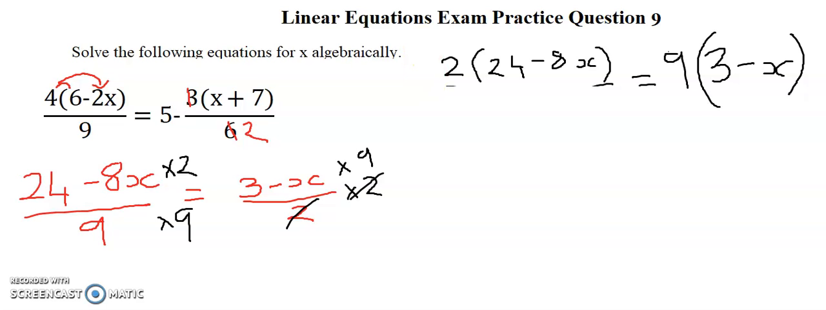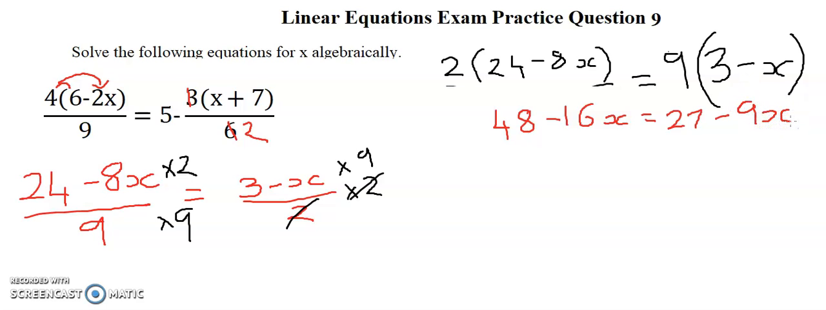Now all I need to do is expand my brackets. 2 times 24 is 48. 2 times negative 8 is negative 16x. Is equal to 3 times 9 is 27. And 9 times negative x is negative 9x.